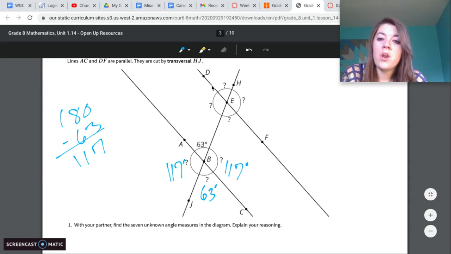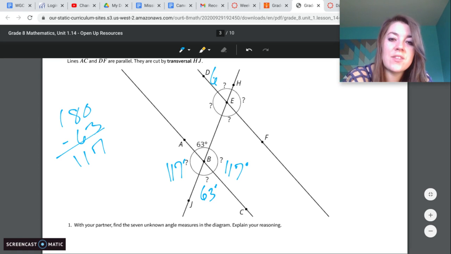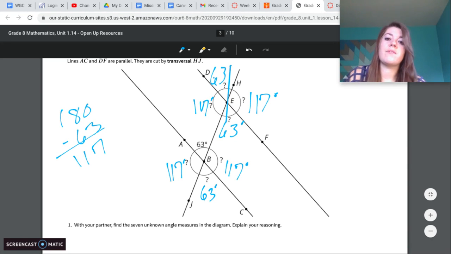What do you think we can do? We don't have any measures up here to use to solve, but these lines are parallel and they're being cut by this transversal. So what do you suppose? This angle here and this angle here, so ABE and DEH, are they the same angle? Yeah, they are. So this is 63 degrees, which means vertical angle makes this 63 degrees. And then we already solved CBE is going to be the same as FEH. So this is 117 degrees, which means this is also 117 degrees.